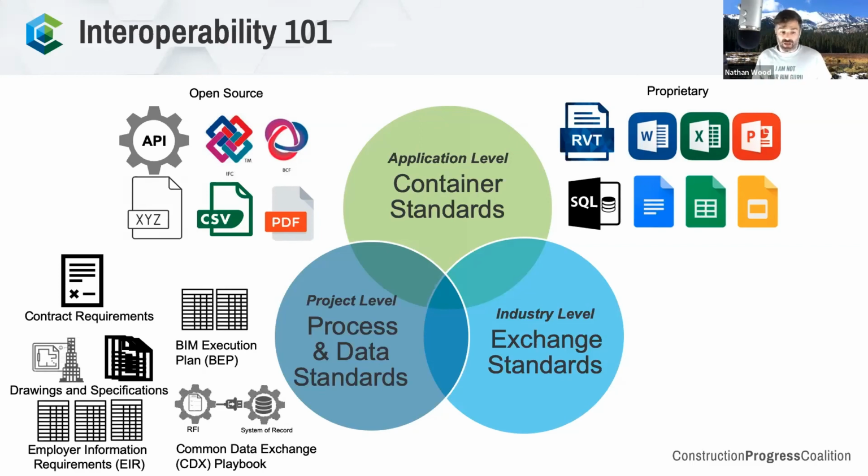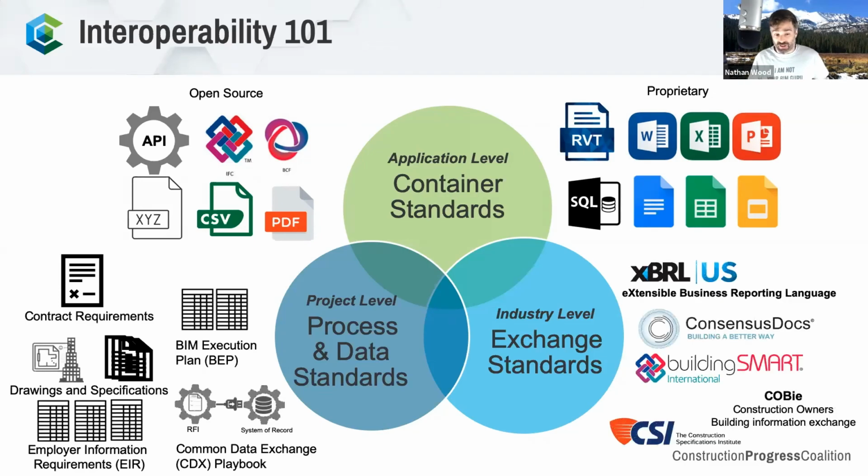And then finally, we look at the industry level and those exchange standards. That's where buildingSMART produces the IFC and the BCF, as well as CSI with their UniFormat, MasterFormat, and the different specification standards. COBie, if you're dealing with owner's information handover, is a great taxonomy standard that can be stored within IFC or CSV or other formats. And then ConsensusDocs is a great one if you haven't heard of it on the contract side, as well as XBRL if you're ever dealing with financial exchange data. The global standard for financial reporting is this XBRL taxonomy standard.